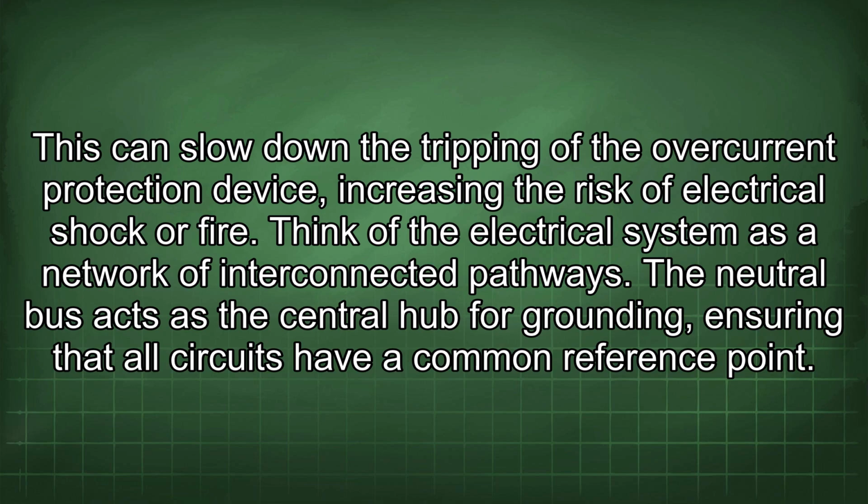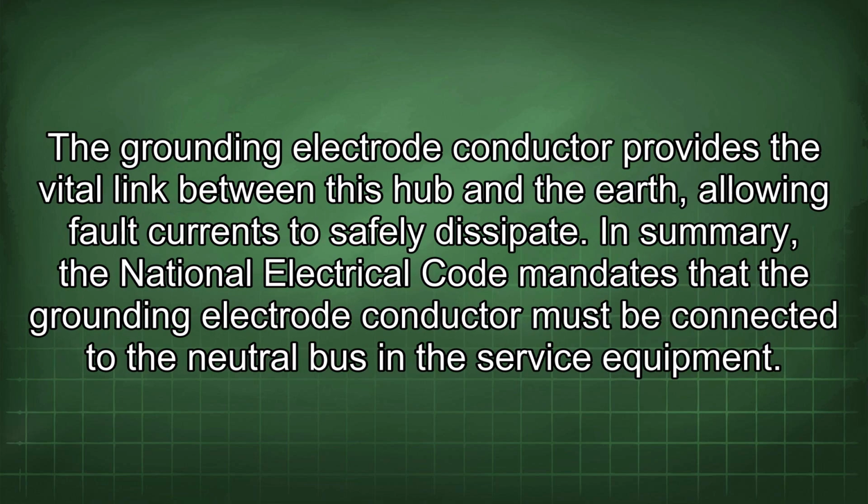Think of the electrical system as a network of interconnected pathways. The neutral bus acts as the central hub for grounding, ensuring that all circuits have a common reference point. The grounding electrode conductor provides the vital link between this hub and the earth, allowing fault currents to safely dissipate.